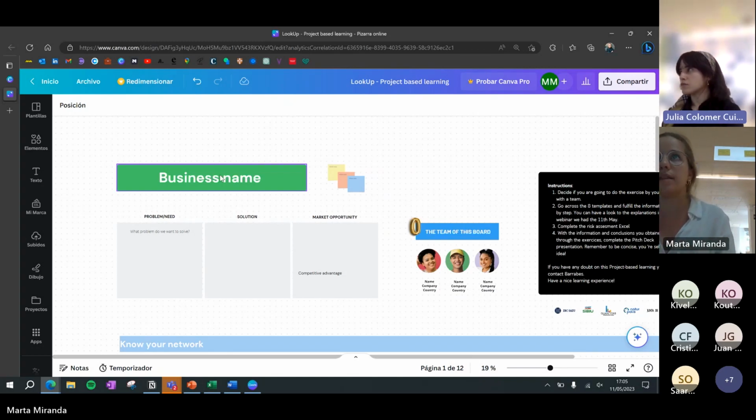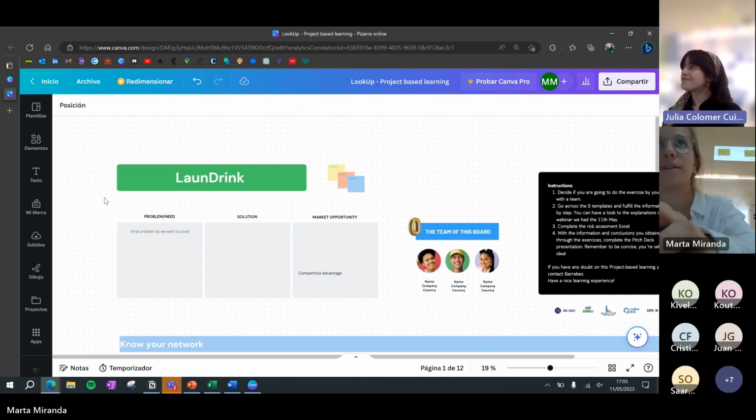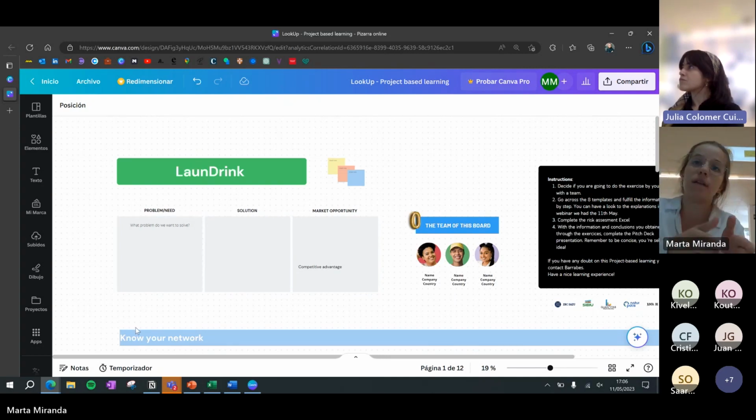Once you decide the idea, you can change here the name of the business, for example, as Julia said, laundering, the idea that she was explaining with the prototype. Then, as Anna said, let's define what is the problem you want to solve, what is the solution, very briefly, and what is a market opportunity. This is really brief, explaining to us why you chose to start with this idea.